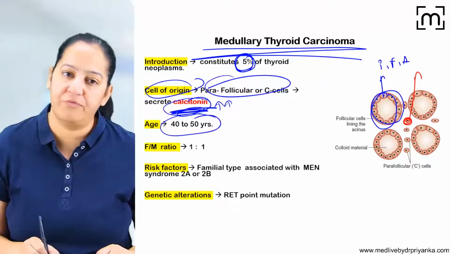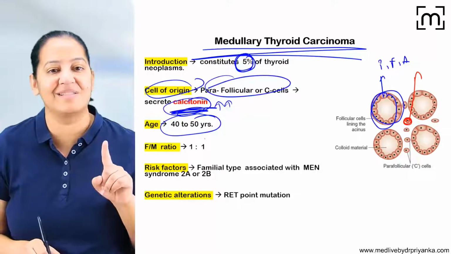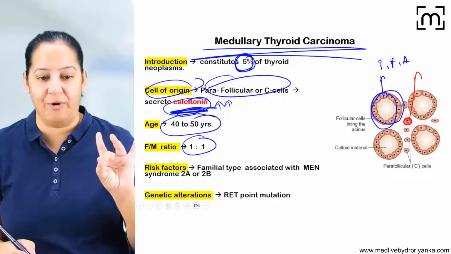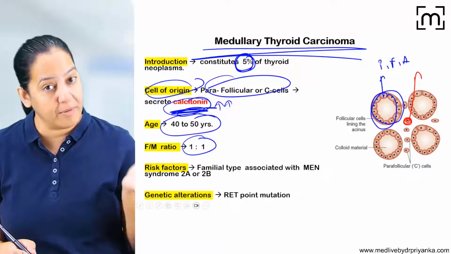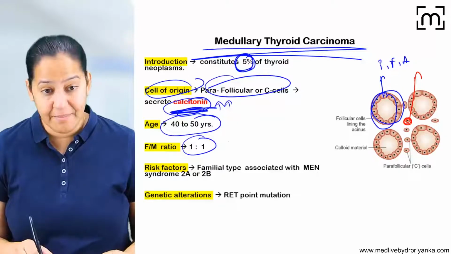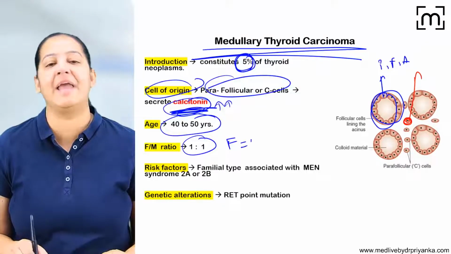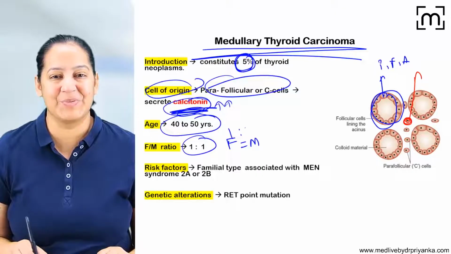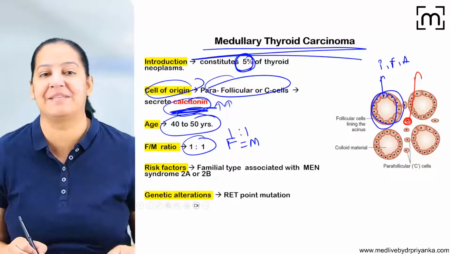Age group is 40 to 50 years. But the unique thing, it is the same in male and female. Till now, I taught you 2 other tumors, papillary and follicular. In both of them, I told you they are common in female as compared to male. First time I'm telling you in medullary, it is the same. The incidence is the same in male and female. So ratio is 1:1. That is something unique. You get MCQs on that.